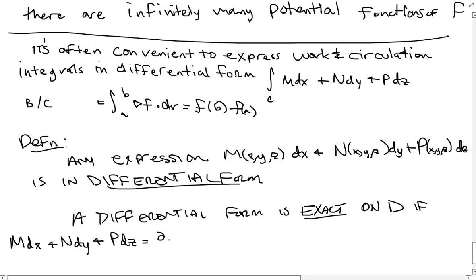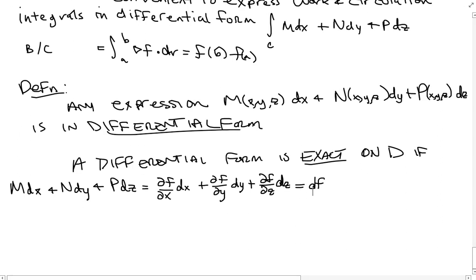equals the partial derivative of f with respect to x dx plus the partial derivative of f with respect to y dy plus the partial derivative of f with respect to z dz, and we call that df. And this is for some scalar function f, little f, throughout the region D. All right, notice that m is the partial derivative with respect to x of our function f, and so on for n and p, like we saw just a little bit ago when finding the potential functions.